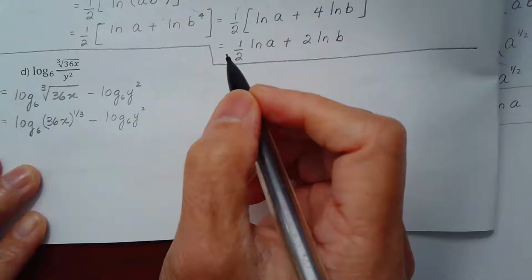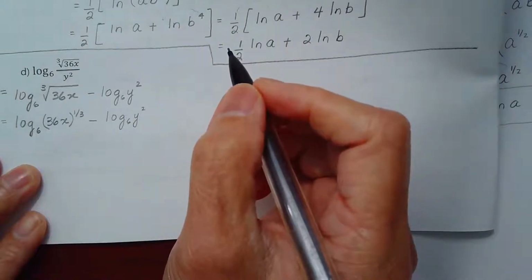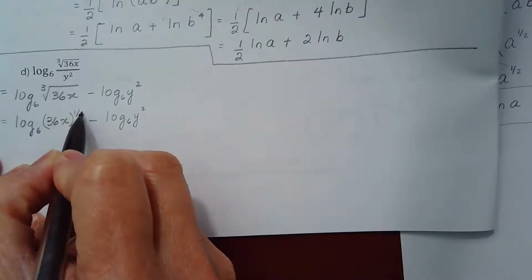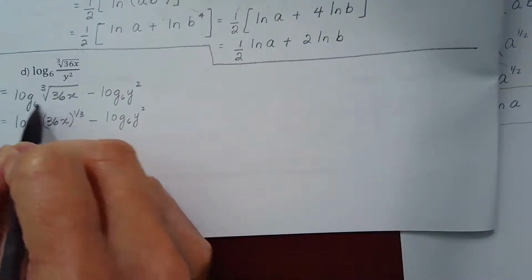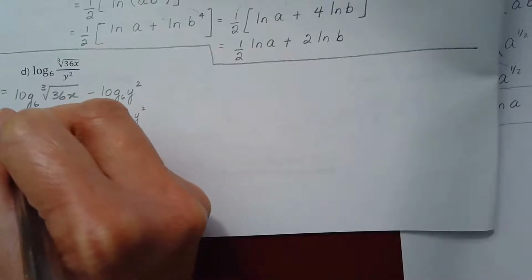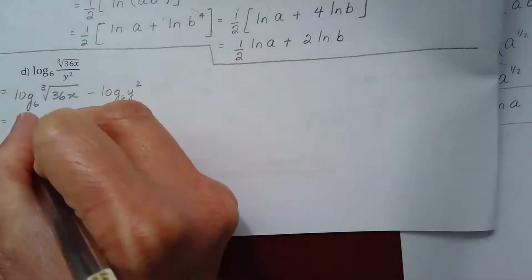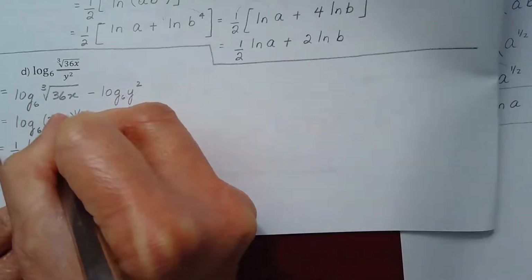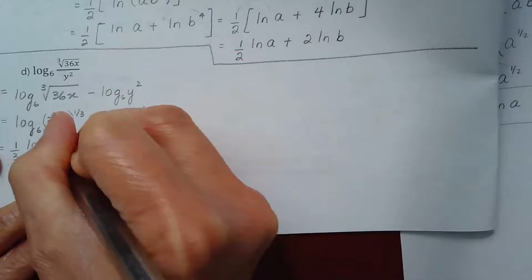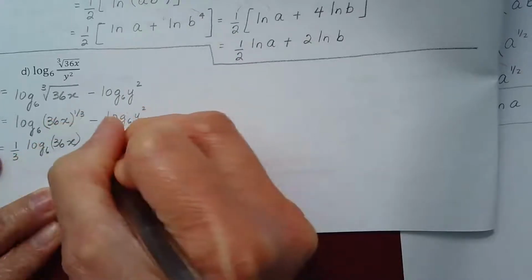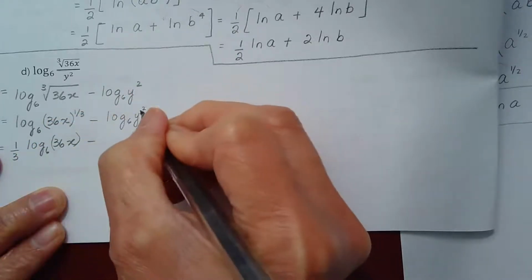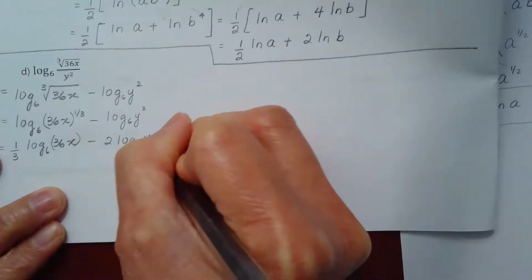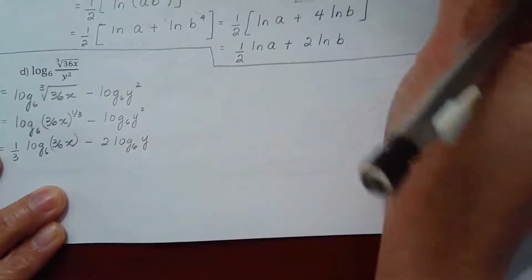Okay, so what are we going to do next? Here's what we could do. You see this 1/3 here? We can bring it to the front, and we can say that's 1/3 times log of 36x base 6 minus, and then you take this square, 2 log y base 6.